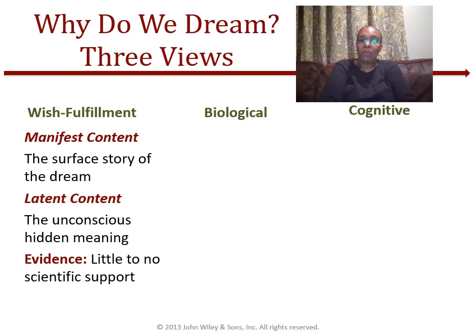Now, let's talk about why we dream. There are three different views. First one is wish fulfillment. And here we're talking about manifest content. That's basically the surface story of a dream. The latent content is what's underneath that, the unconscious hidden meaning.